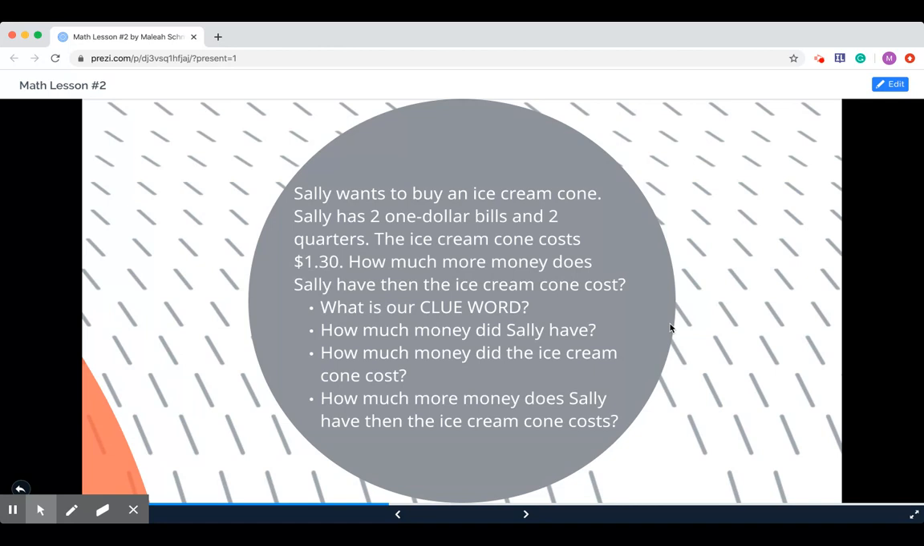Sally wants to buy an ice cream cone. Sally has 2 $1 bills and 2 quarters. The ice cream cone costs $1.30. How much more money does Sally have than the ice cream cone costs?